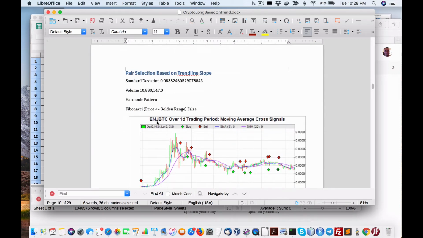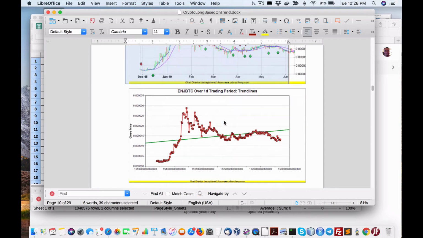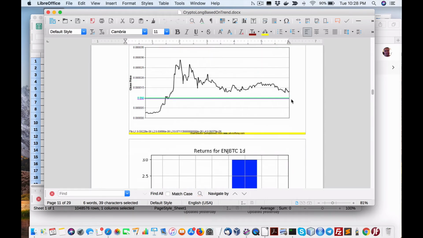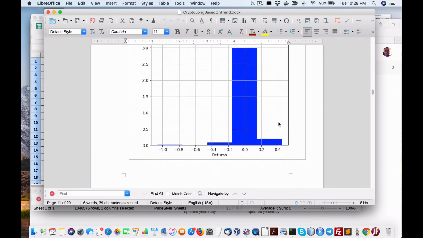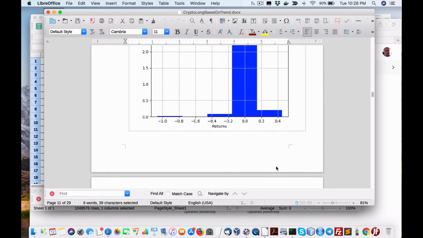Our next one here, ENG BTC, range bound again, good volume, below our group volatility, but it's not within our Fibonacci price level. The trend looks pretty good. You can see it's slightly above the Fibonacci. But here is the interesting part. There are slightly more positive returns, so that might be a good one to go with.